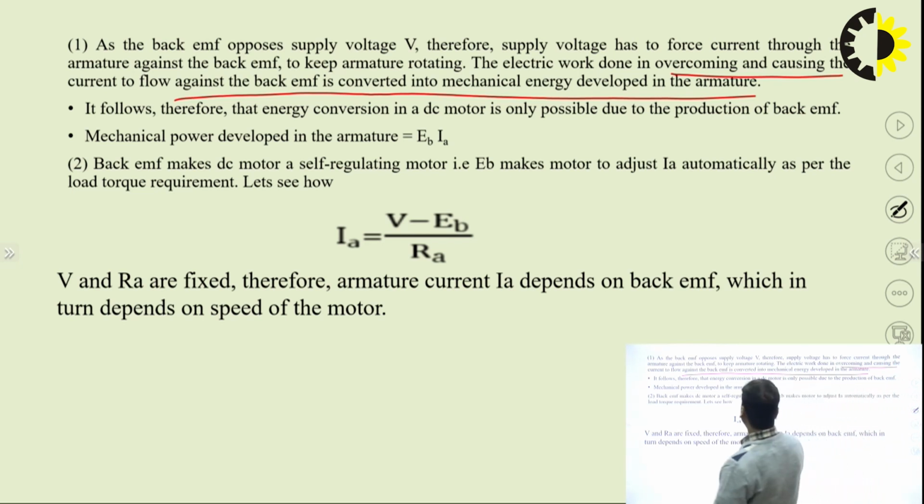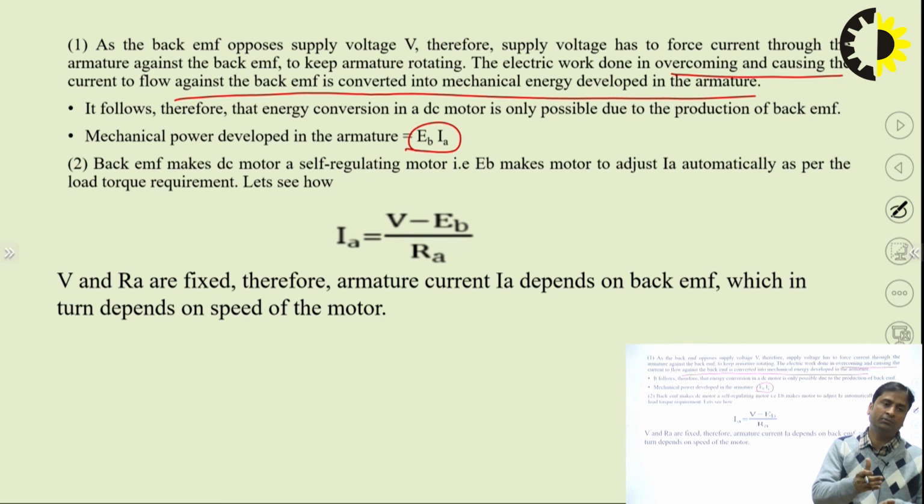Whatever mechanical energy is developed in the armature depends upon this back EMF. The mechanical power is nothing but EB into IA, because EB is the voltage developed in the armature and IA is the armature current. So EB into IA is the power developed in the armature.